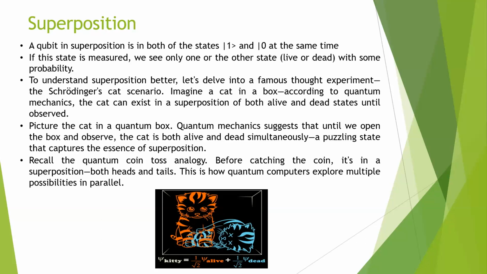Picture the cat in a quantum box. Quantum mechanics suggests that until we open the box and observe, the cat is both alive and dead simultaneously. A puzzling state that captures the essence of superposition. Recall the quantum coin toss analogy. Before catching the coin, it's in a superposition, both heads and tails. This is how quantum computers explore multiple possibilities in parallel.